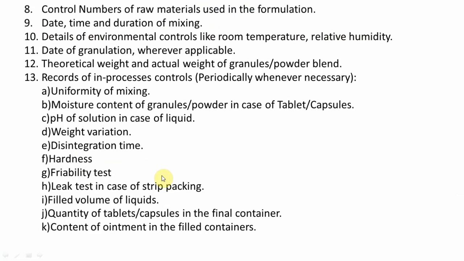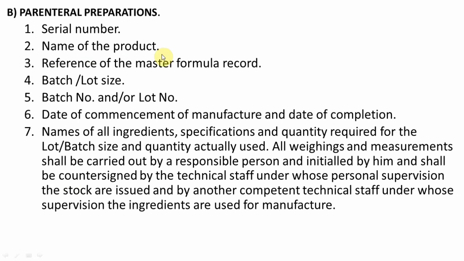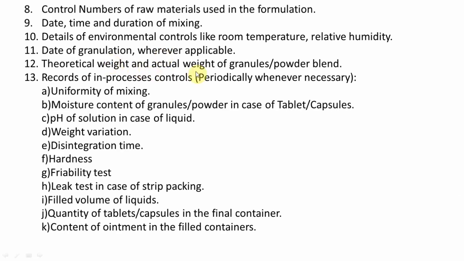Then control numbers of raw materials used in the formulation, date, time and duration of mixing, details of environmental controls like room temperature, relative humidity, then date of granulation, then theoretical weight and actual weight of granules, a record of in-process controls, that is uniformity of mixing, moisture content, pH of solution, weight variation, disintegration time, hardness, friability test, leak test, fill volume of liquids, quantity of tablets or capsules, then content of ointment in the filled containers.